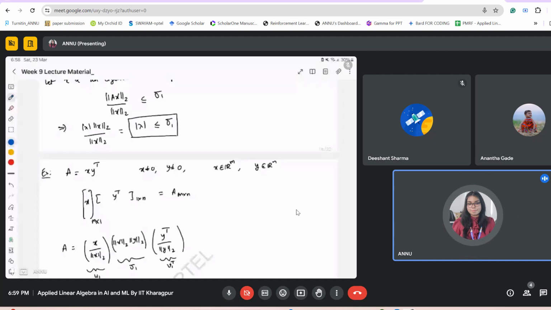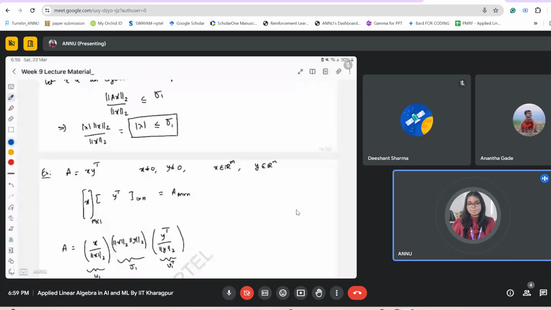So, this maximum magnitude was defined as max of mod of Ax divided by mod of x, divided by min of mod of Ax divided by mod of x.